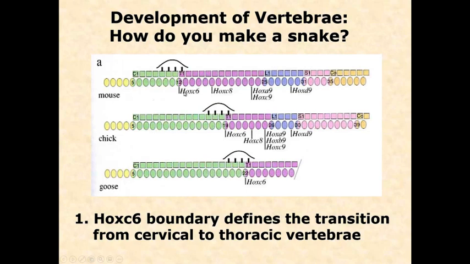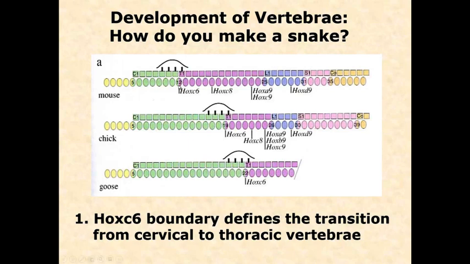So where that boundary is, that defines the transition from the cervical vertebra in green to the thoracic vertebra in pink. And even if we have something like 14 cervical vertebra in the chicken, and we've got something like 18 in the goose, it's still defined by that same transition point of the Hox C6 gene. So just memorize that. That's an important concept. And again, mammals, it's always at the same part.